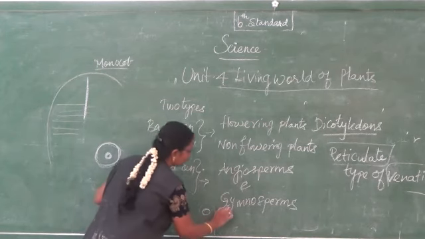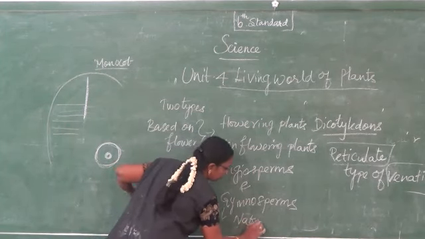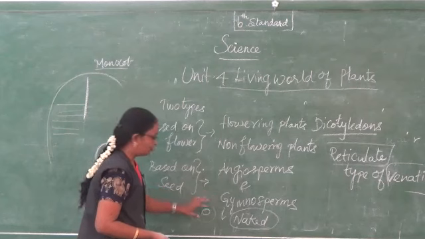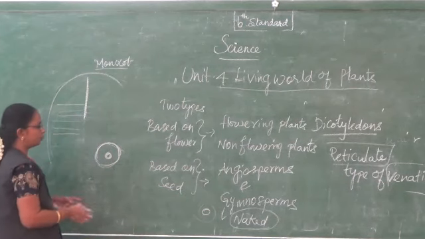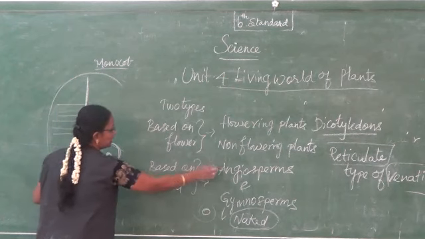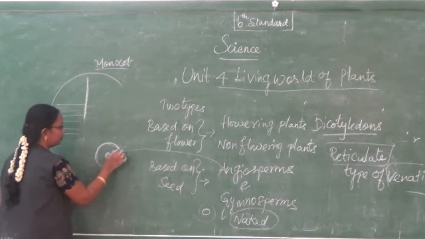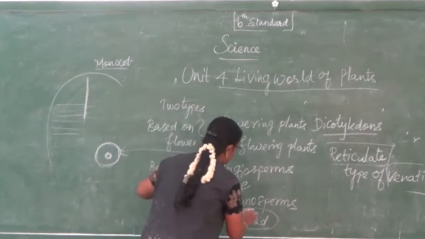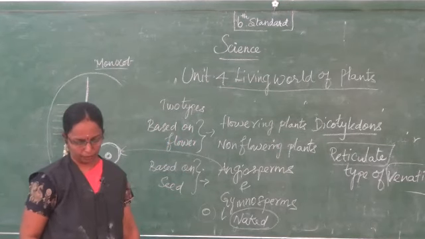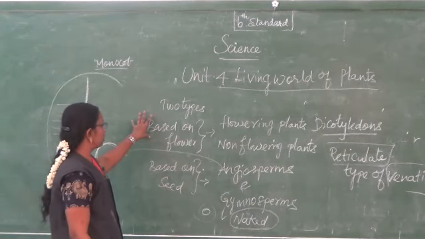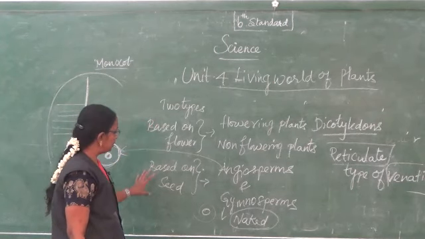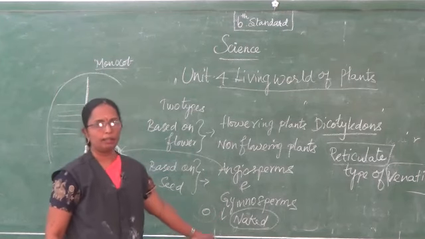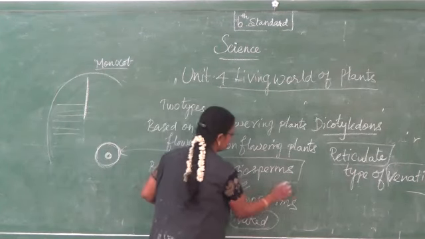The type of seed found in gymnosperms is known as naked seed, because they are not found within the fruit. The seeds are not enclosed by the seed coat or the fruit. So angiosperms contain the seed which is found within the fruit, so they are called angiosperms. The seeds of the gymnosperms are said to be naked seeds. So these are the two types of plants based on flower and seed: flowering and non-flowering plants, angiosperms and gymnosperms. All the dicotyledon plants belong to the angiosperm family.